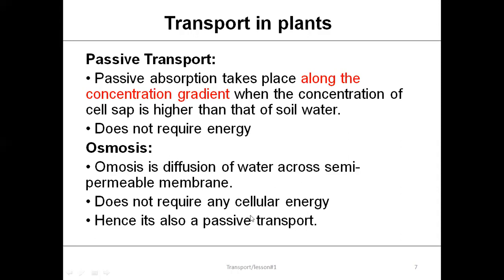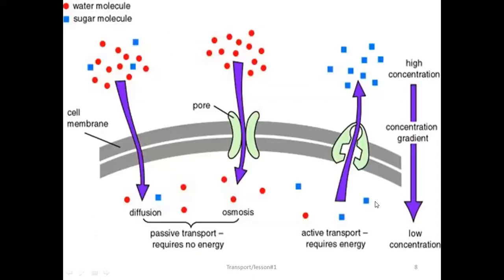It does not require any cellular energy. Hence, it is also a passive type of transport. Osmosis, when it goes inside a cell, it is called endosmosis. Osmosis, when water moves out of the cell, that is called exosmosis. Into the cell, endosmosis. Out of the cell, exosmosis.